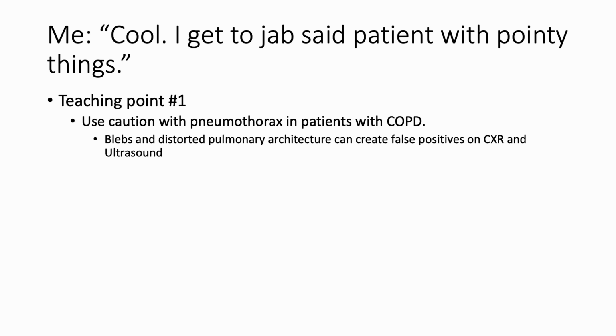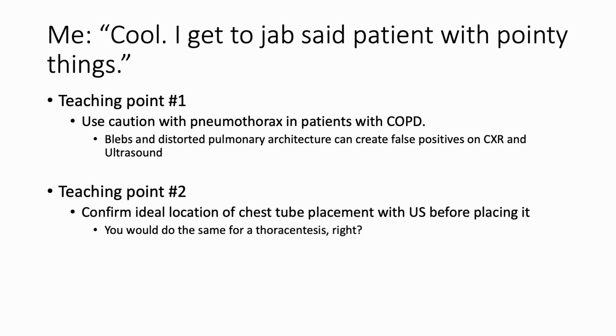One is to definitely use caution with folks with advanced COPD. They can have blebs, and just the distorted pulmonary architecture really can lead to false positives, both on chest x-ray and ultrasound. And also, when you're placing a chest tube, it's really nice to use ultrasound just right before you stick the needle in, to make sure that the spot you've chosen actually is still the spot that has the lung down, especially if you're going to use a needle wire Seldinger technique. The last thing you want to do is take a needle and puncture right into the lung, just because that part of the lung happened to be up at the spot that you'd place the patient in.